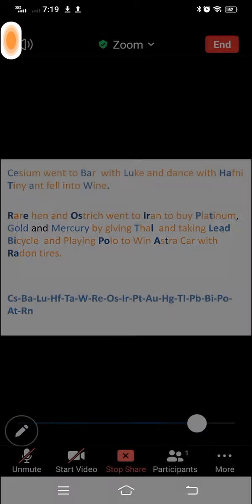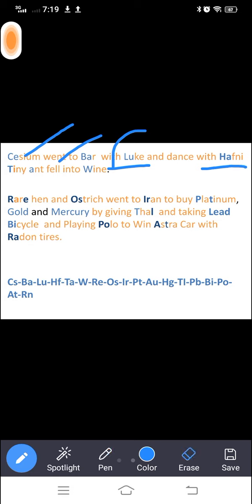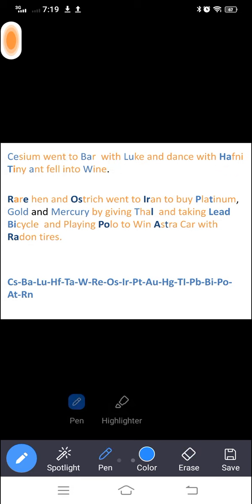Then you go to the sixth period. The sixth period starts with the cesium. Cesium went to the bar with Luke. Luke is one boy, and they're dancing with Afni. During the time, they observed a tiny ant, TA, tantalum. A tiny ant fell into W. The W represents the tungsten.